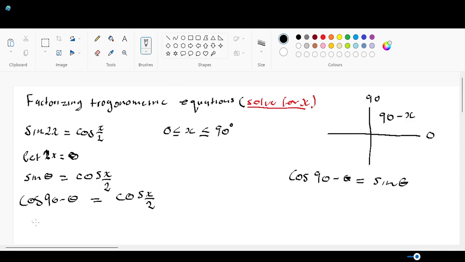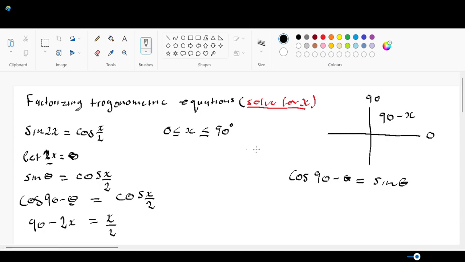Alright, so we drop the ratio. So we're going to be left with 90 minus theta, but we know what theta is. Theta is 2x, so we can say 90 minus 2x, and then that is equal to x over 2. Do not forget, this theta here is 2x. That's why we substitute by 2x.